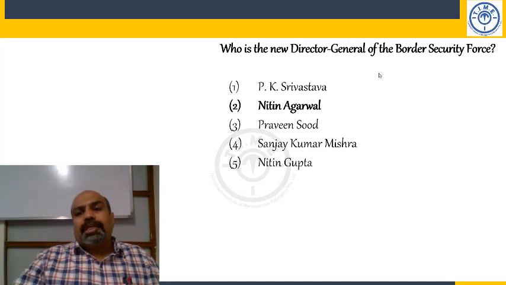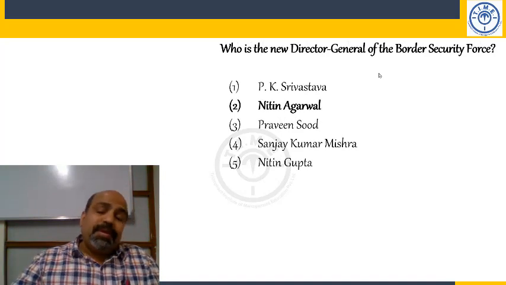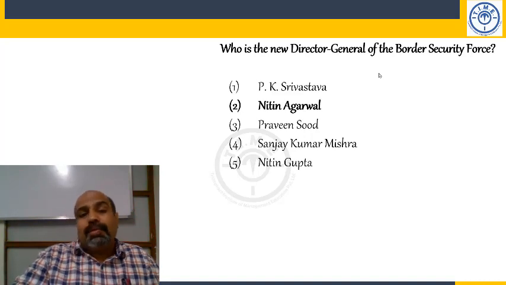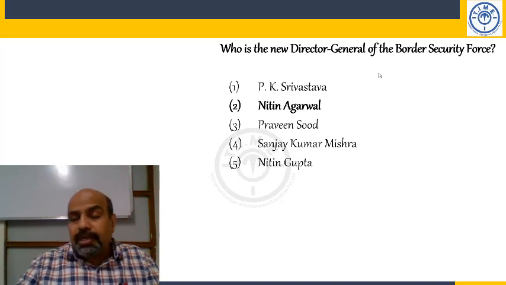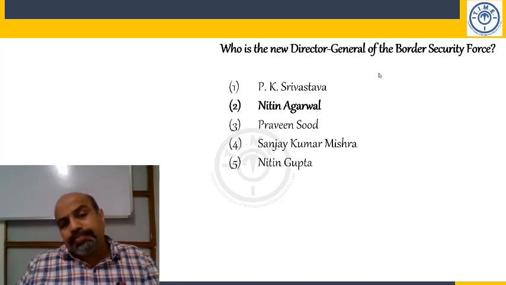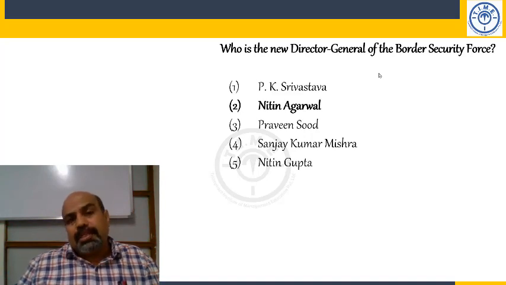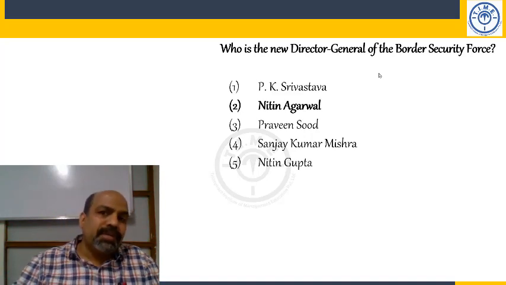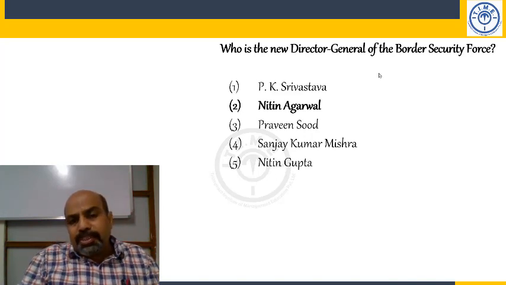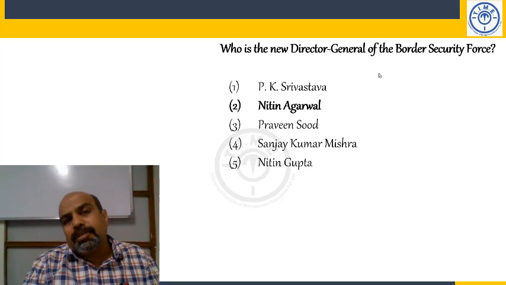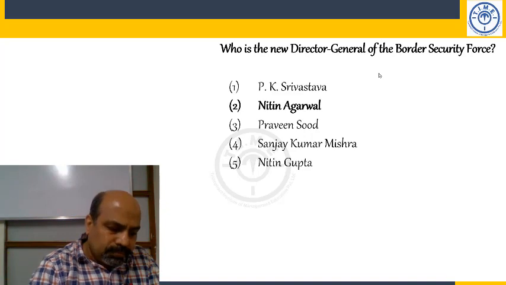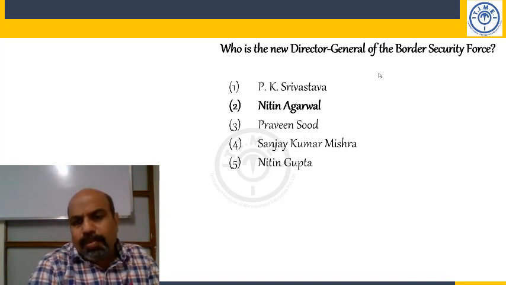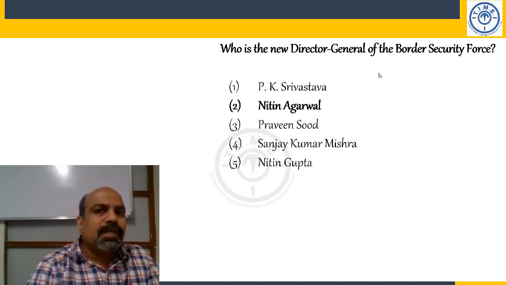Who's the new Director General of the Border Security Force? Nitin Agarwal. Look at choice one. Praveen Kumar Srivastava is a new Chief Vigilance Commissioner of India. Choice three, Praveen Sood is the new director of the Central Bureau of Investigation. Choice four, Sanjay Kumar Mishra is the director of the Enforcement Directorate.